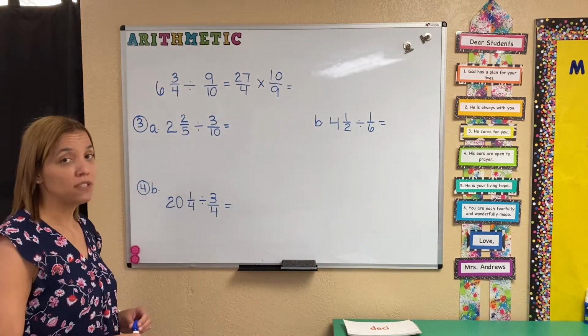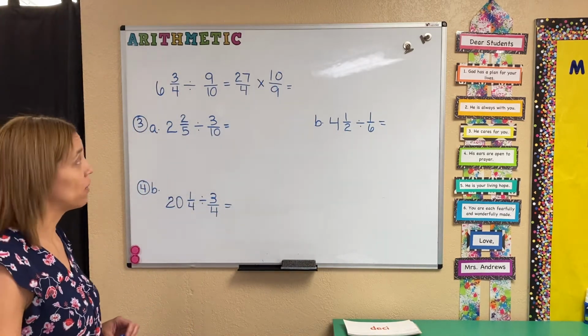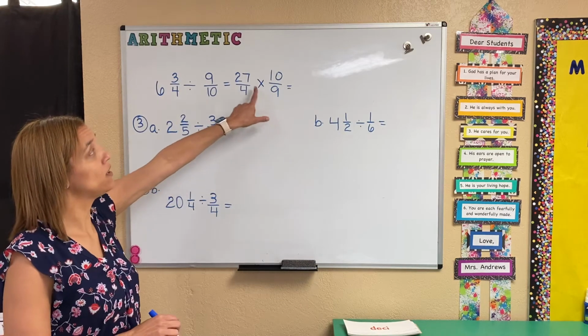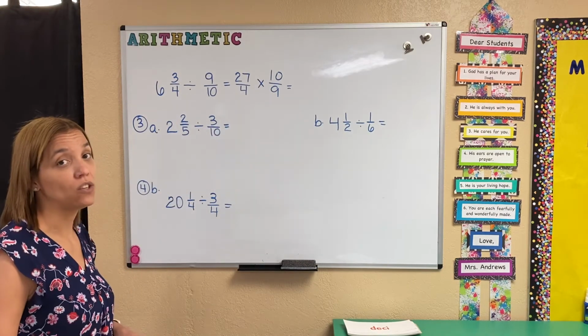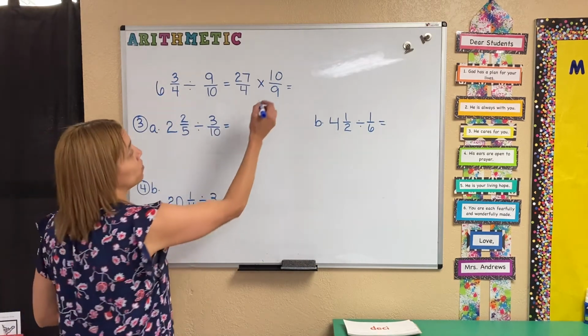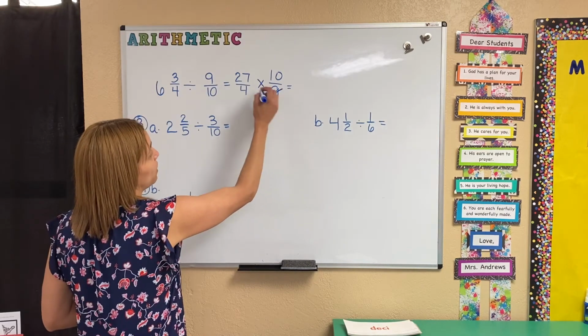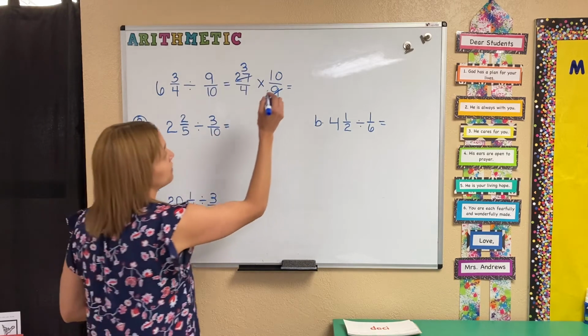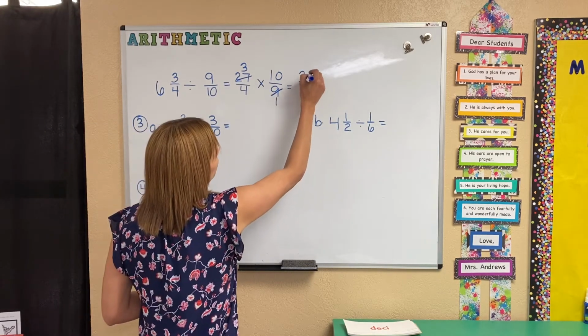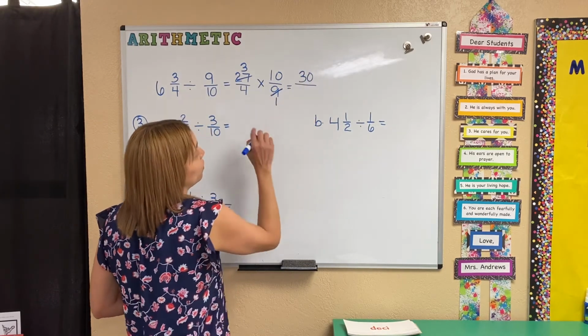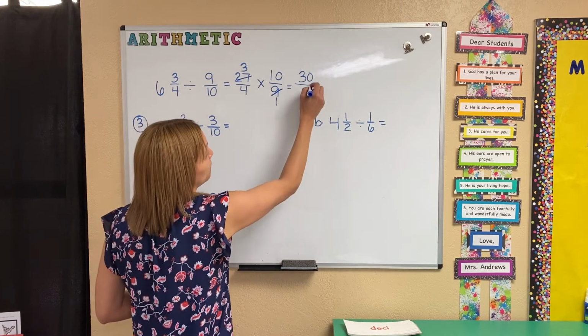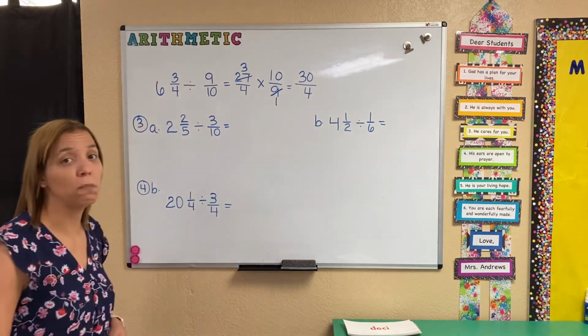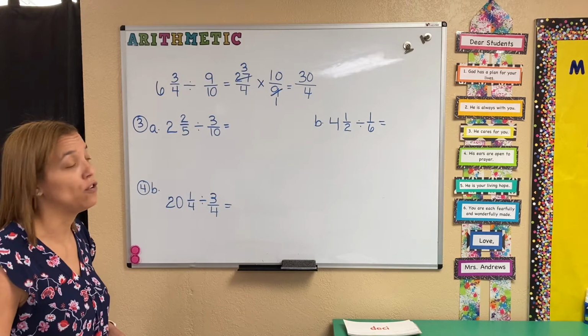Before we multiply, we could simplify this fraction. So we know that 9 goes into 27 3 times. So we cancel this out and we have 1 and 3. So we say 3 times 10 is 30 over 4 times 1, which is 4. So our answer would be 30 over 4.